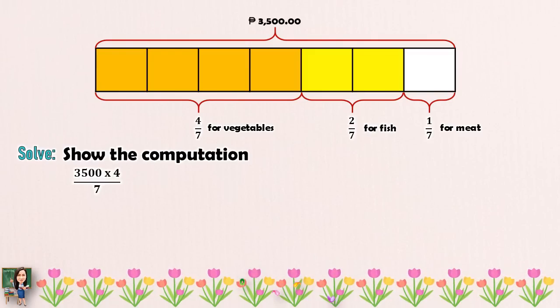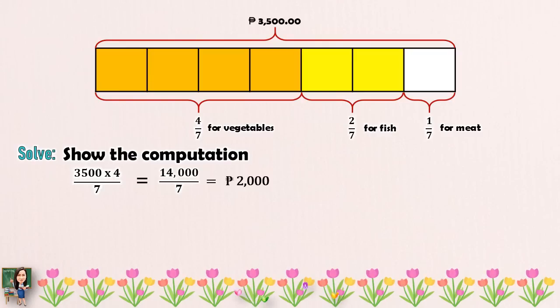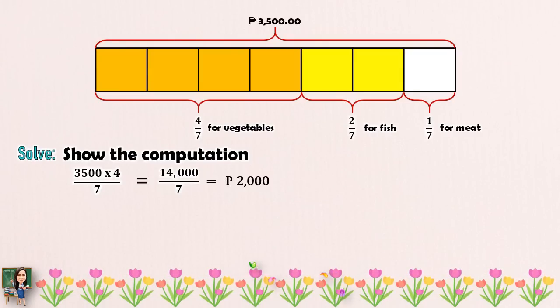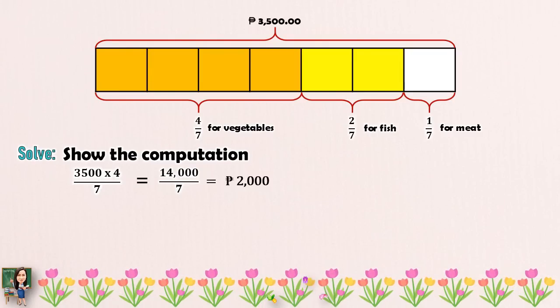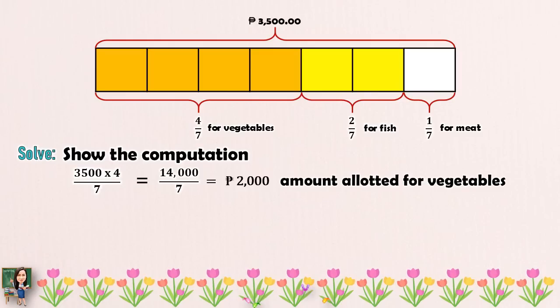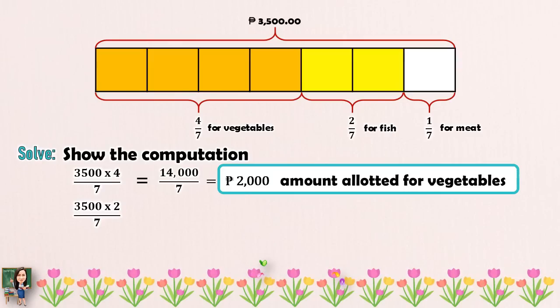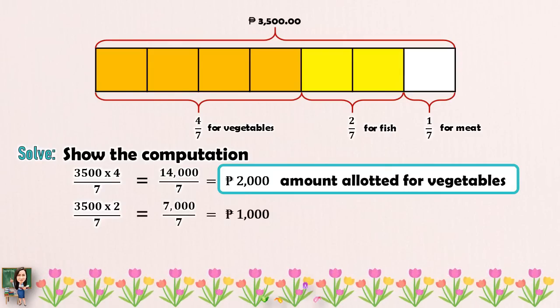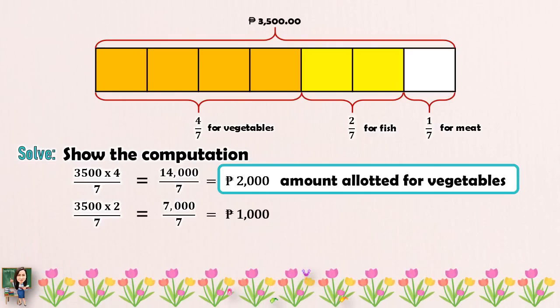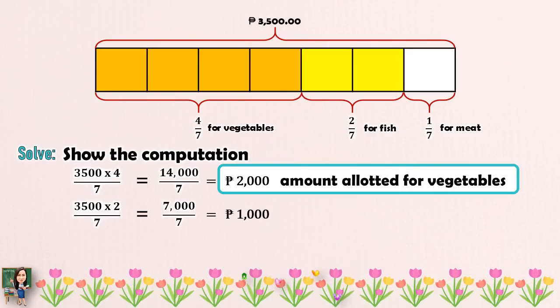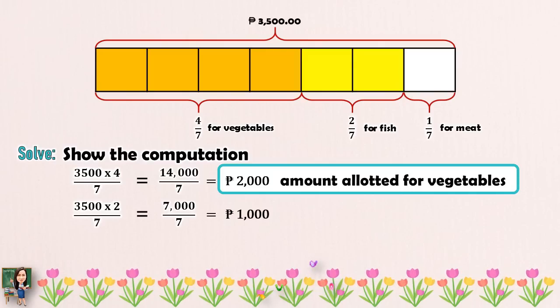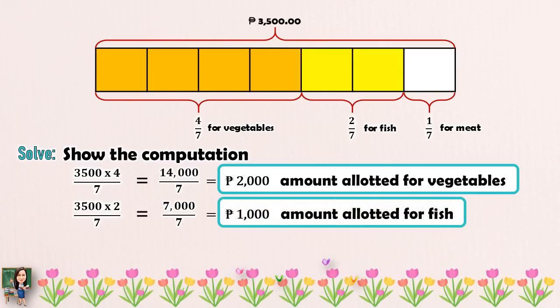3,500 times 4/7 for vegetables equals 14,000 over 7. 14,000 divided by 7 equals 2,000. 2,000 pesos is the amount allotted for vegetables. 3,500 times 2/7 for fish equals 7,000 over 7. Now divide. 7,000 divided by 7 equals 1,000. 1,000 pesos is the amount allotted for fish.